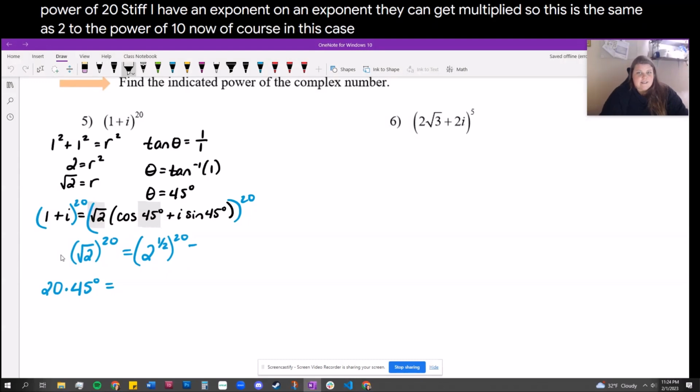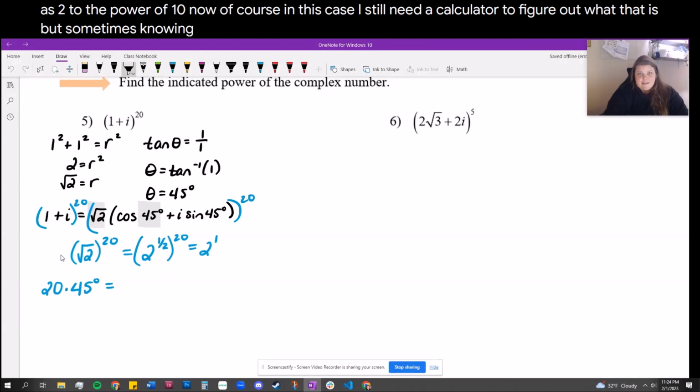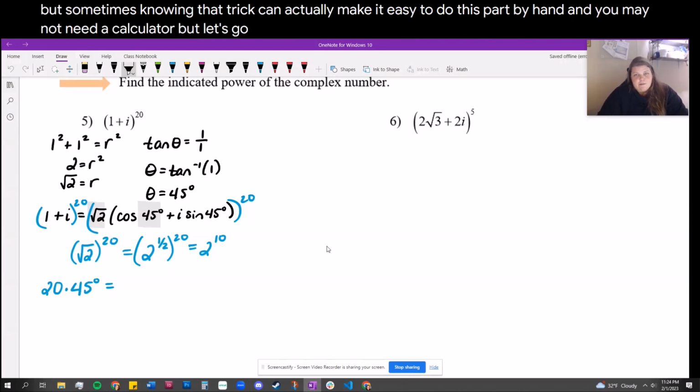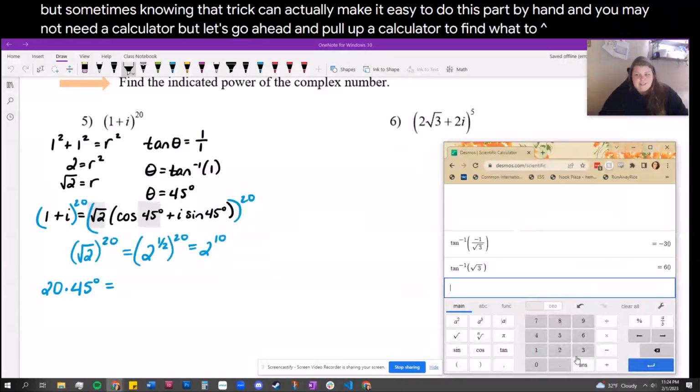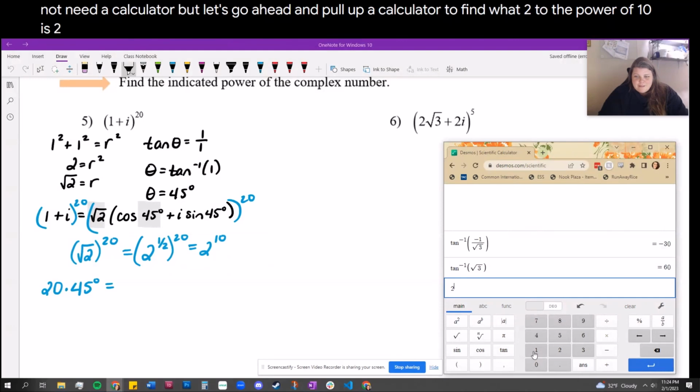Now, of course, in this case, I still need a calculator to figure out what that is, but sometimes knowing that trick can actually make it easy to do this part by hand, and you may not need a calculator. But let's go ahead and pull up a calculator to find what 2 to the power of 10 is. 2 to the power 10. 1024.